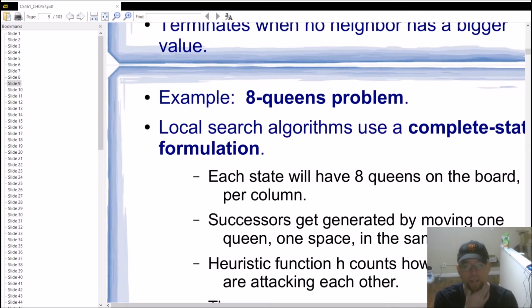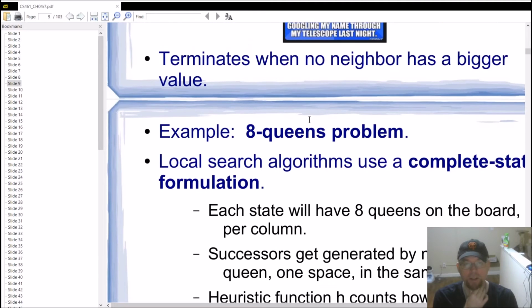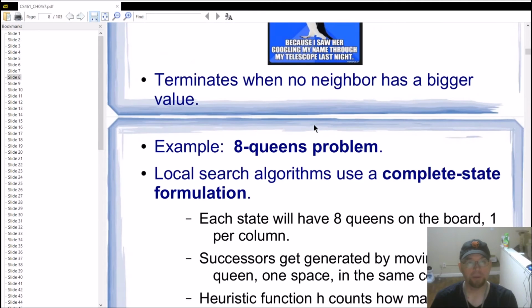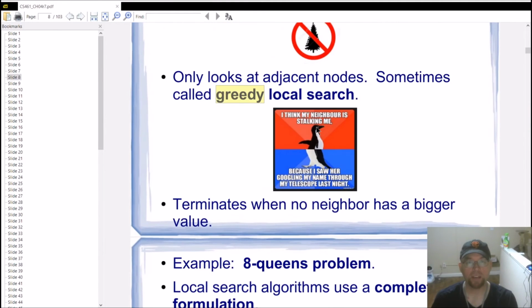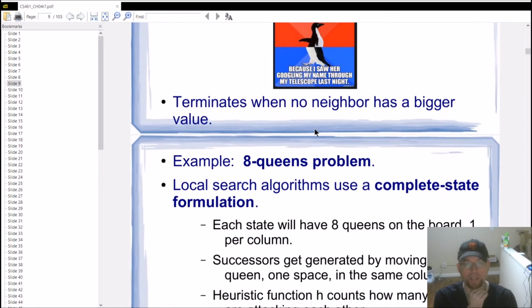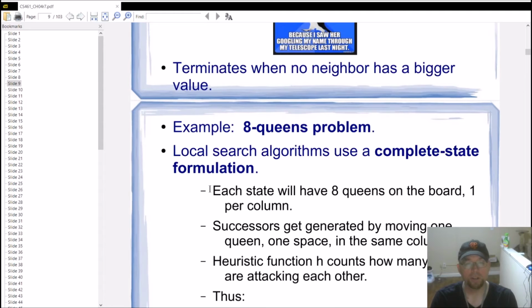All right, so we're back here. The text goes on and talks about an example of the 8 queens problem. These local search algorithms have to have a complete state formulation. So you have to specify everything about the states that are possible, and the rules. That's basically all that means. So let's talk about 8 queens.